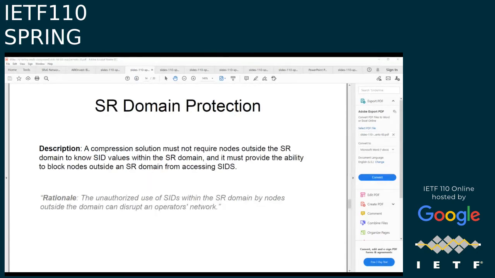So this page is about SR domain protection. Some operators raised this requirement. The compression solution must not require nodes outside the SR domain to know the state value within the SR domain. So it must provide the ability to block nodes outside the SR domain from accessing states. So next page.